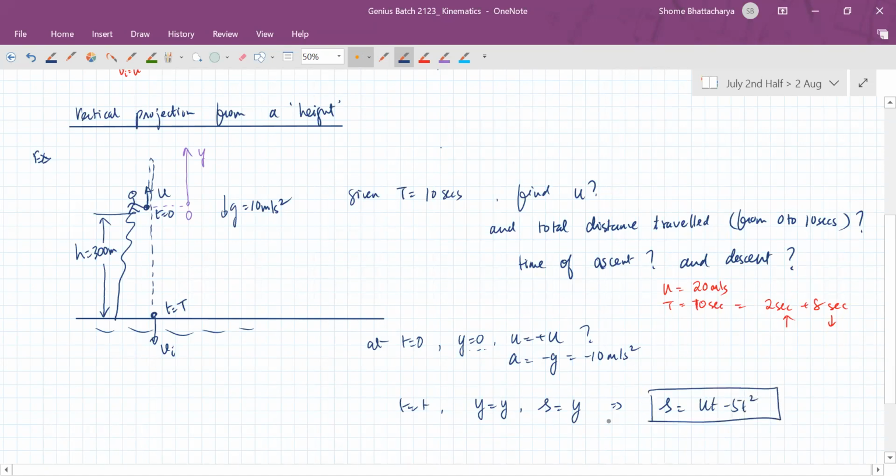Okay. Now you can see that at t equal to capital T, which is given as 10 seconds, my y coordinate is how much? It is minus 300 meters. So my displacement is how much? It is again minus 300.